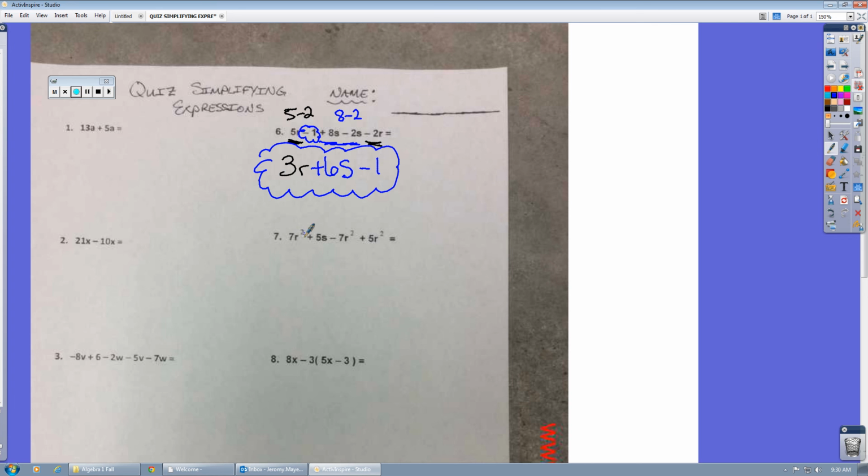Down here we have ravioli squared. I know that doesn't sound like it makes sense, but ravioli squared only goes with ravioli squared. And you look here, we have +7r squared and -7r squared. Well, guess what? That creates a 0 pair. That cancels each other out. So you're just left with 5 ravioli squared plus 5 spaghettis.